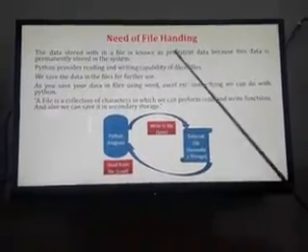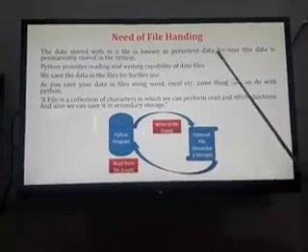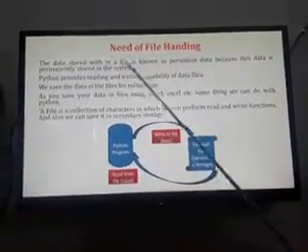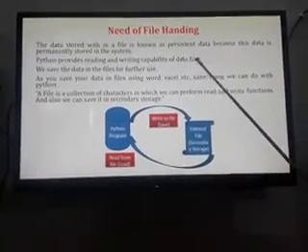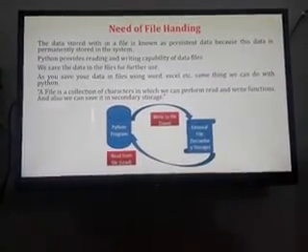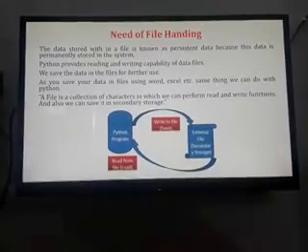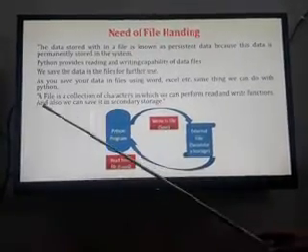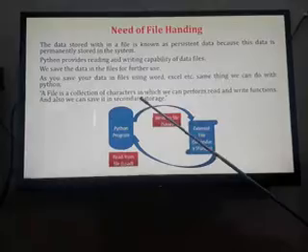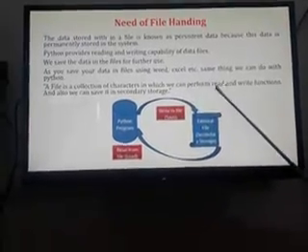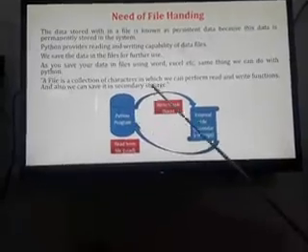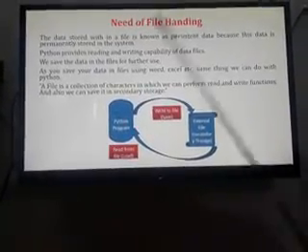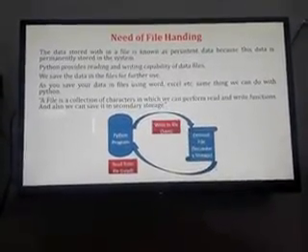Since the data is stored in an external file, it is persistent because the data is permanently stored in the system, and Python provides reading and writing capability for these data files. These files are known as data files because we have stored the data in them. The definition of a file is a collection of characters on which we can perform read and write functions. We store that file in secondary storage, which is known as permanent storage.